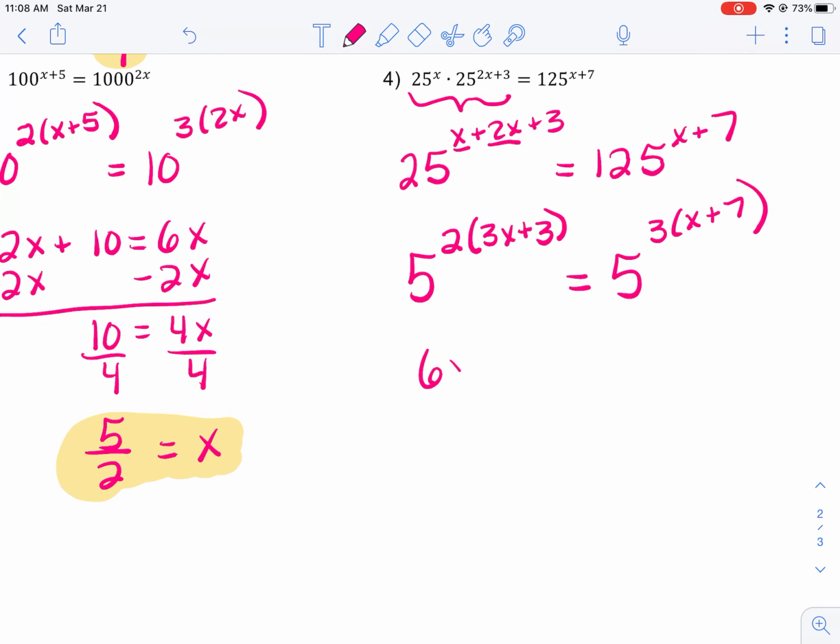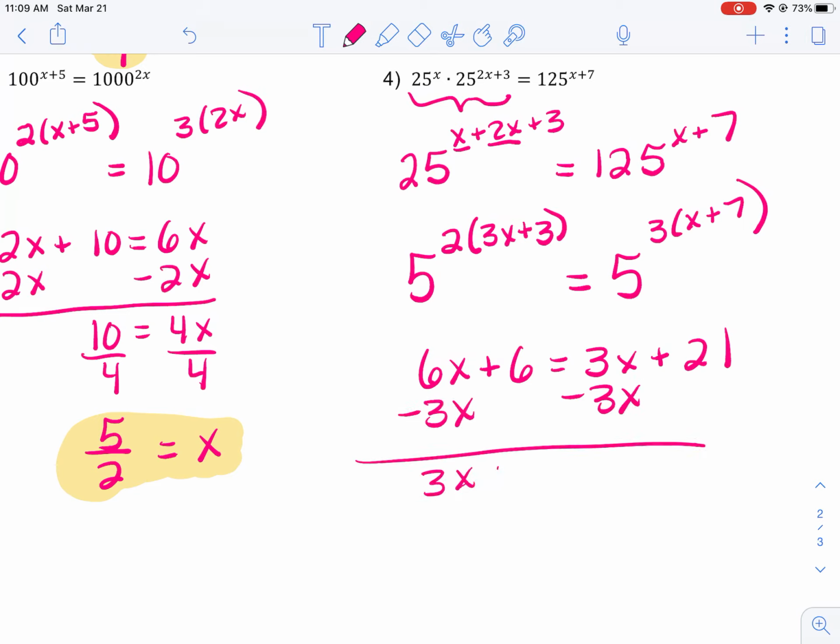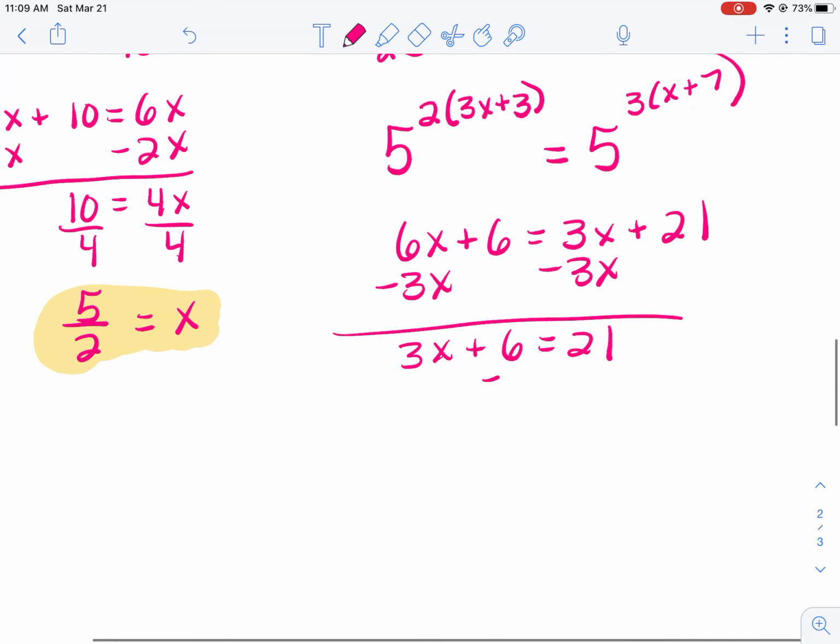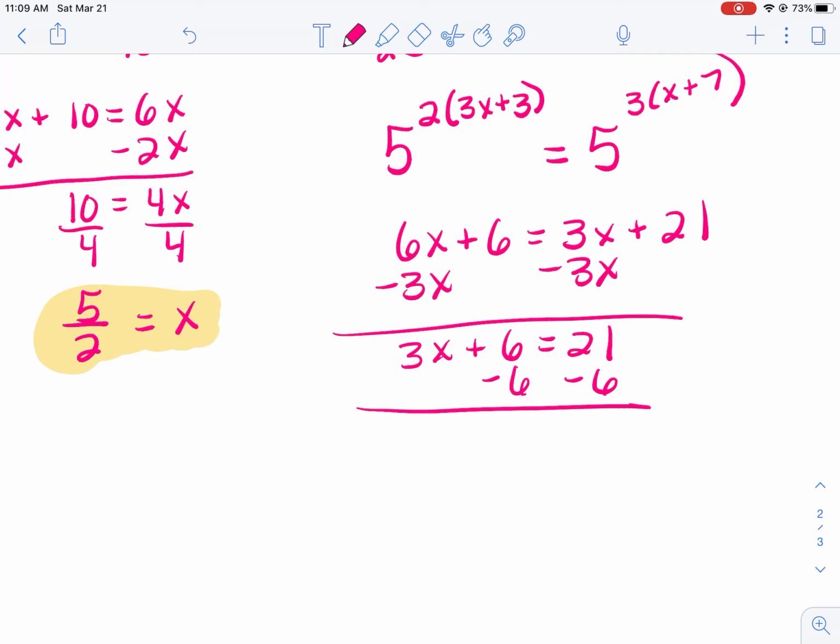So then if I distribute, I get 6x plus 6 equals 3x plus 21. Subtract 3x from both sides. 3x plus 6 equals 21. Subtract 6 from both sides. 3x equals 15. And so x equals 5.